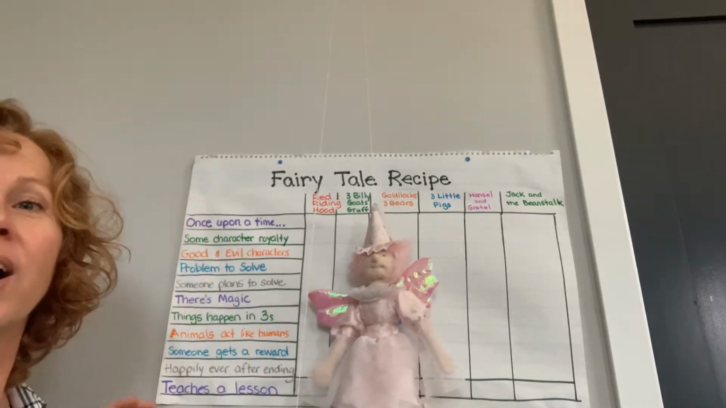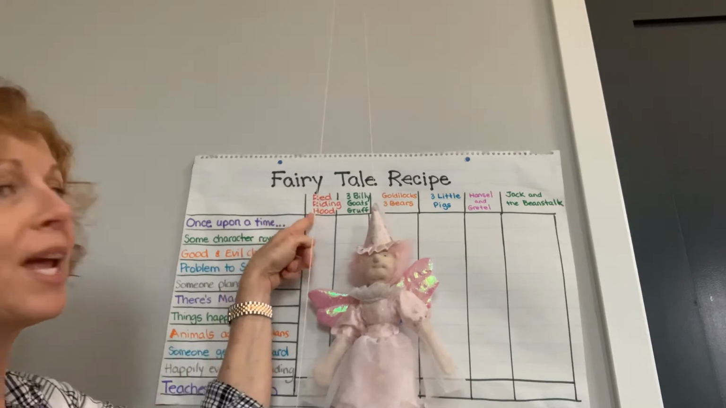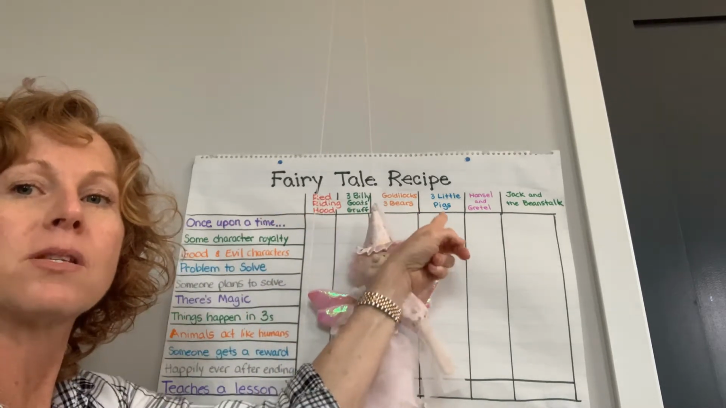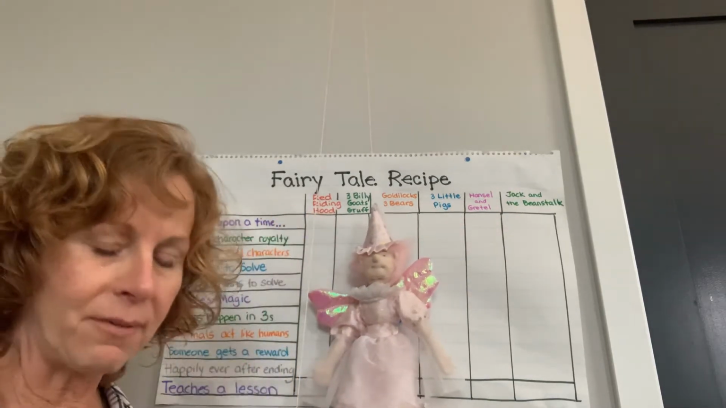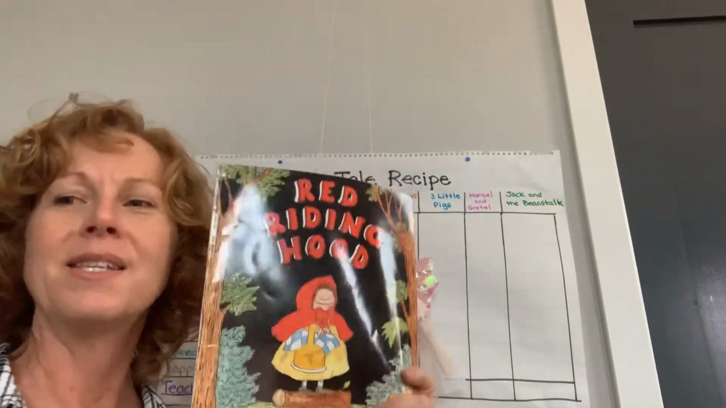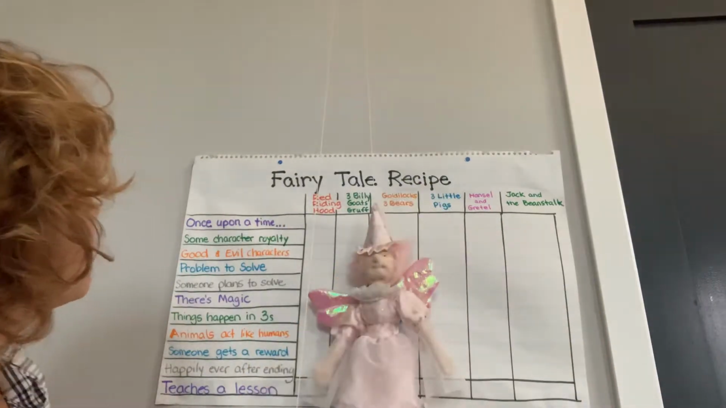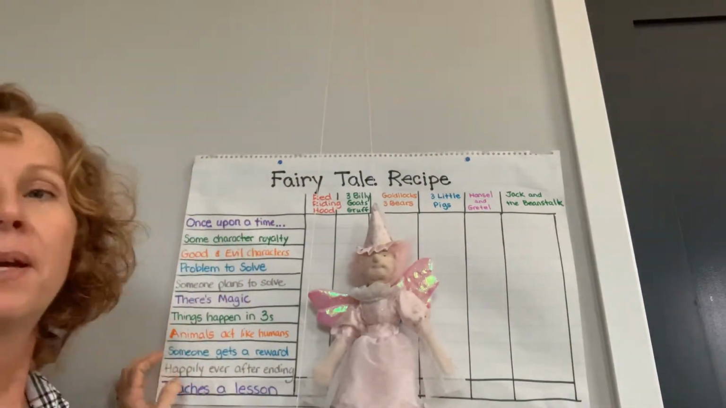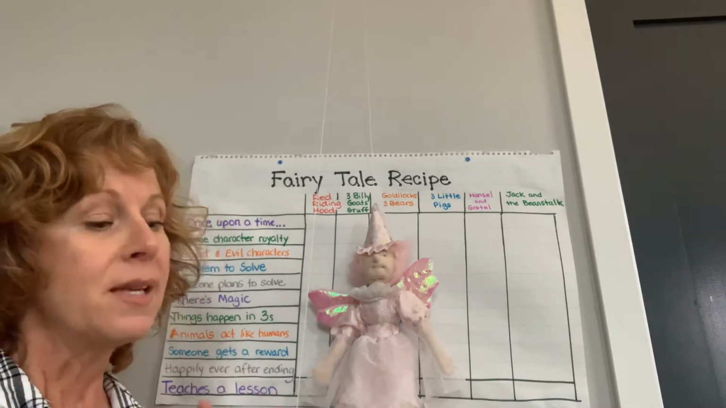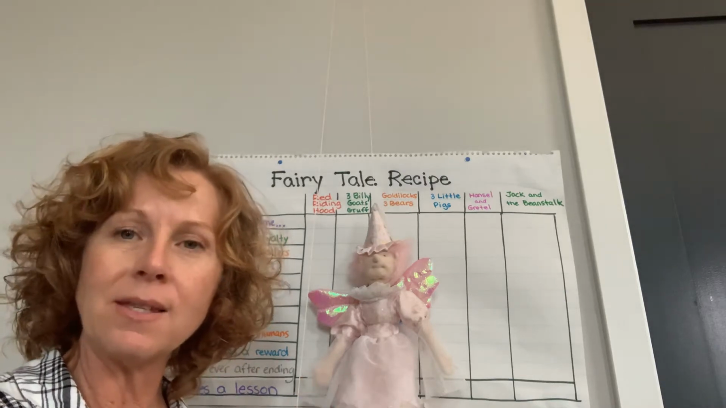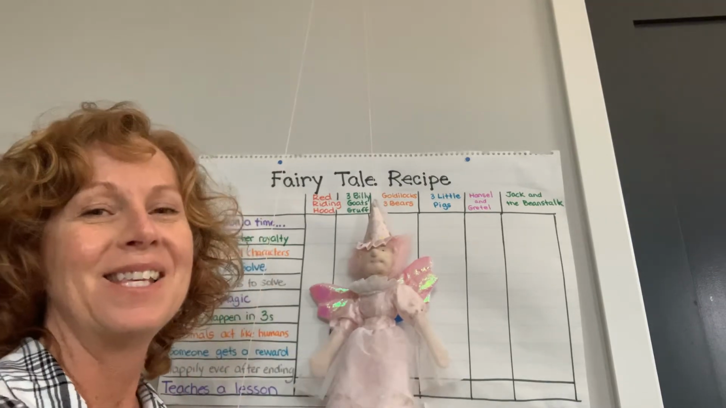Okay, so let's look. Sparkle made a fairy tale recipe, and at the top, she has the title of all the books we're going to read in this series. And the first column is Little Red Riding Hood, or Red Riding Hood is the title of this particular version, by James Marshall. So Sparkle has up here that these are the things that make up a fairy tale. Usually, some fairy tales will have some of these things. Some fairy tales will have all of these things, but we're going to do a checklist, so we'll keep track.